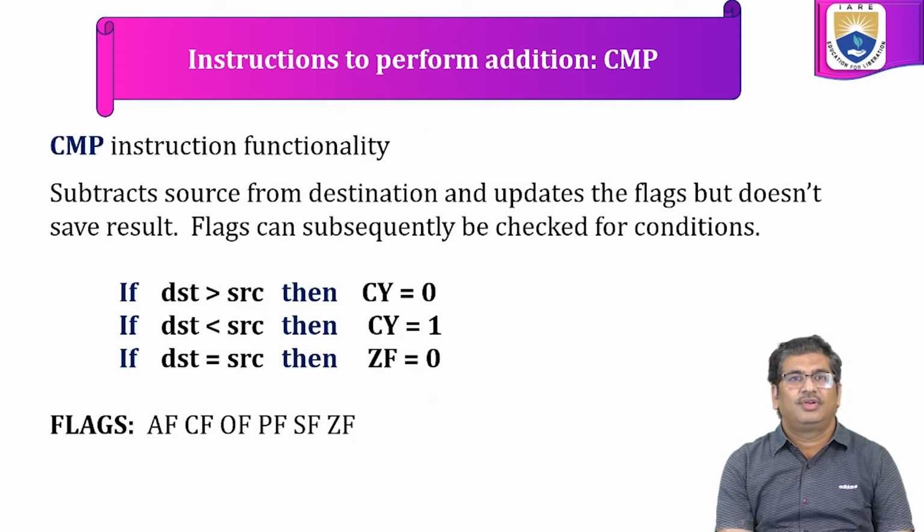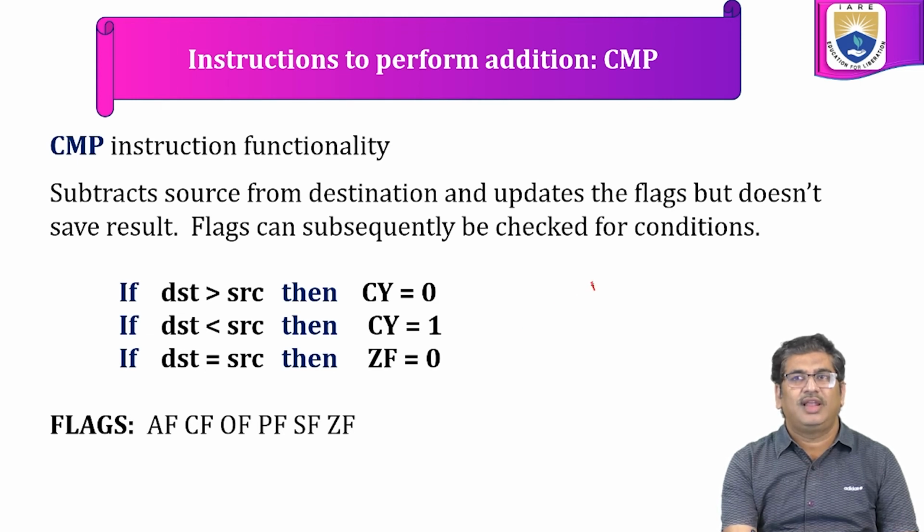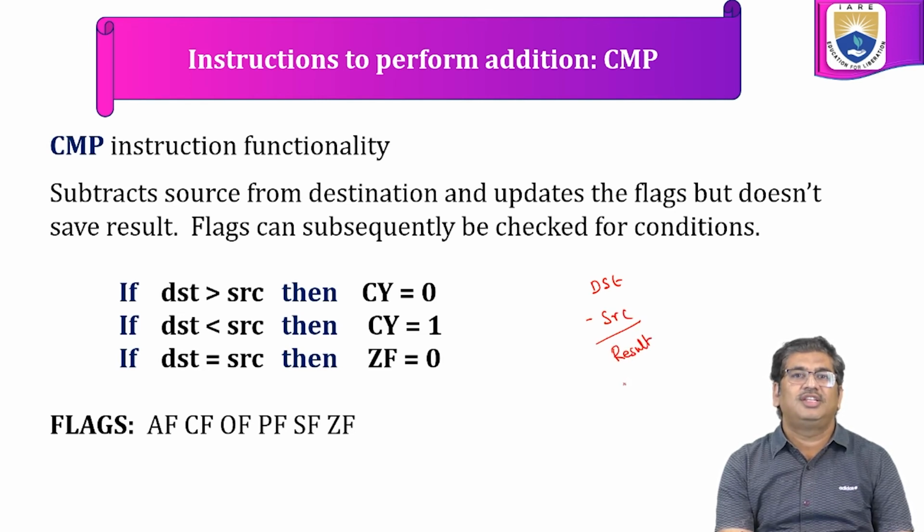The CMP instruction will perform the subtraction of the source contents from the destination. Based upon the result, it is going to affect the flags. So here, the destination contents are subtracted by the source contents. Based upon the result obtained after this subtraction, this will affect only the flags. The result will not be stored anywhere. The flags it is going to affect are the carry flag and zero flag. The cases we can see are that the destination may be greater than the source, or the destination may be less than the source, or both source and destination are equal.